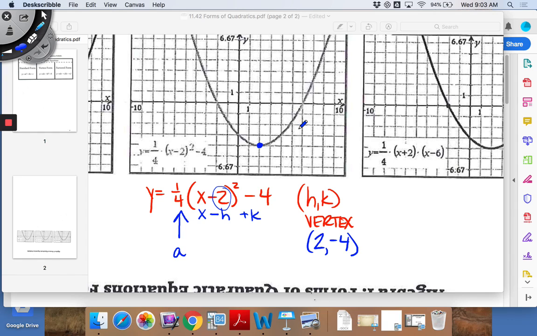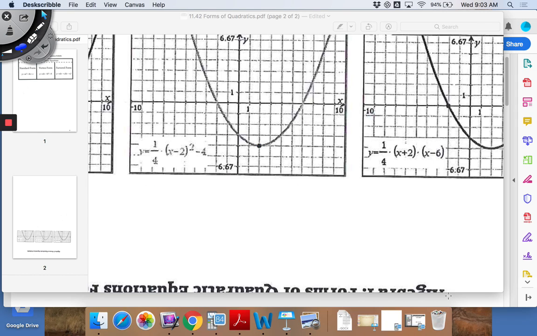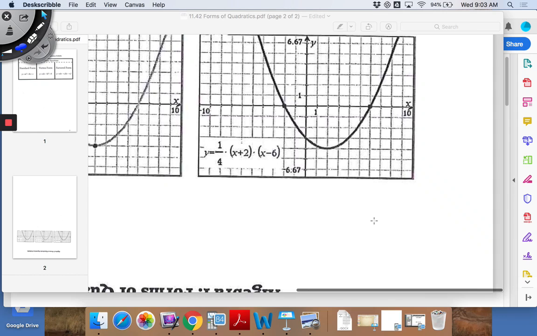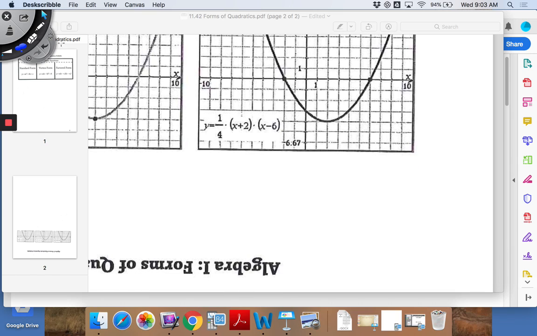The last form we're going to look at is factored form. It's written, I don't know if you can read it super great, so I'll rewrite it. It's y equals 1/4 times (x plus 2) times (x minus 6). And so factored form is awesome because it tells you the a value is 1/4.